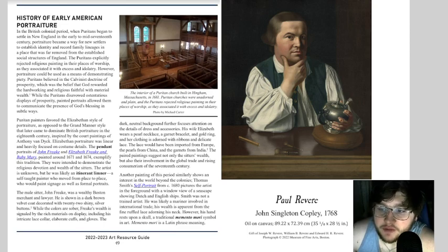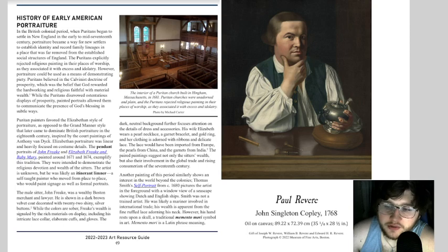Puritan painters favored the Elizabethan style of portraiture, as opposed to the grand manner style that came to dominate British portraiture in the 18th century. Inspired by court paintings of Anthony van Dyck, Elizabethan portraiture was linear and heavily focused on costume details. The pendant portraits of John Freake and Elizabeth Freake and Baby Mary, painted around 1671 and 1674, exemplify this tradition.